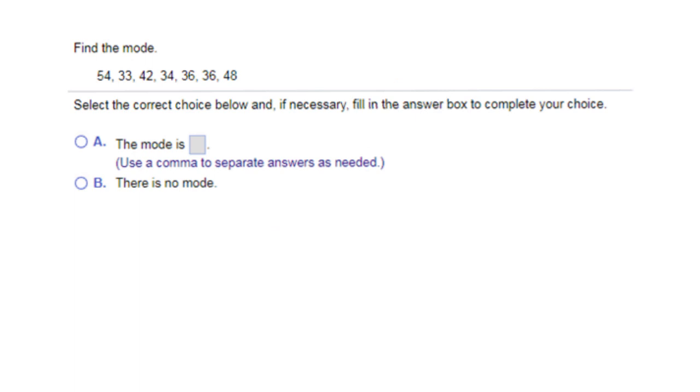This problem is asking us to find the mode given that you have 54, 33, 42, 34, 36, 36, 48. Once again, you go through all your numbers and you look for the one that occurs the most often. So it seems to me the number that I see the most is the number 36. So the mode here would be number A, and we would place 36 as our answer.